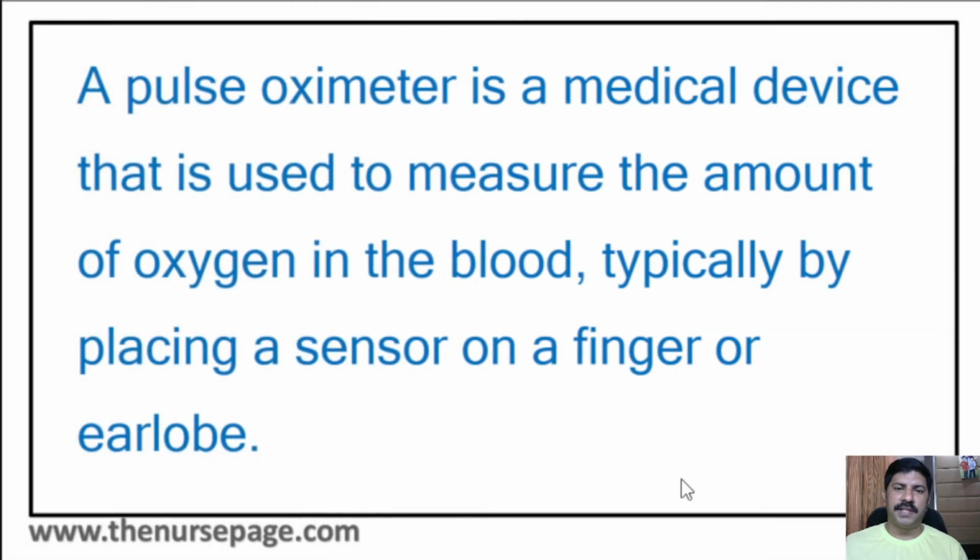A pulse oximeter is a medical device that is used to measure the amount of oxygen in the blood, typically by placing a sensor on a finger or earlobe. The earlobe we usually use for pediatric cases or infants.